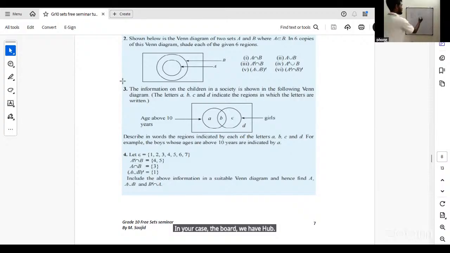Here, girls means now in this region, B region, you have the whom? The boys, sorry, they say boys of age above 10 years in this one. The boys whose ages are above 10 years are indicated by A. Okay, right.